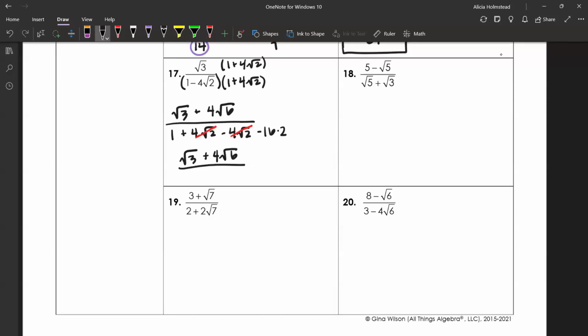And all of that is over negative 31. You can keep that negative on the bottom, or you can move it to the top and switch all the signs on the top. Either way is valid.